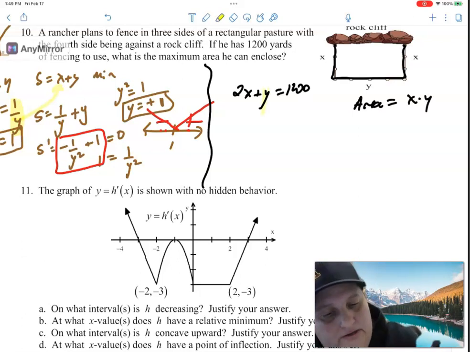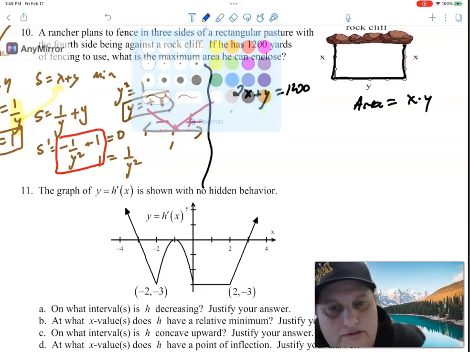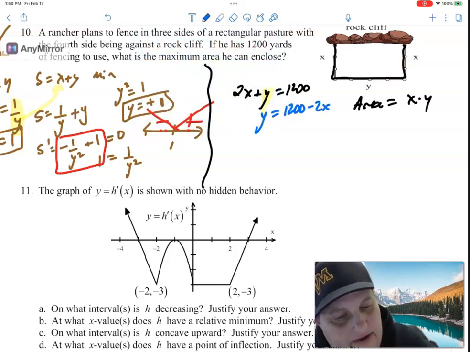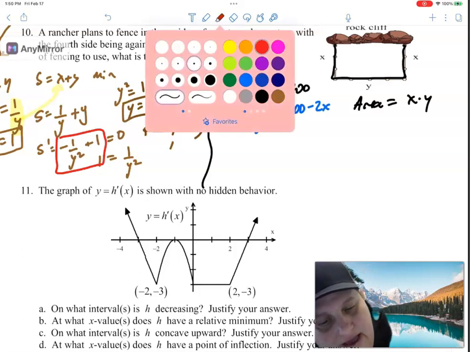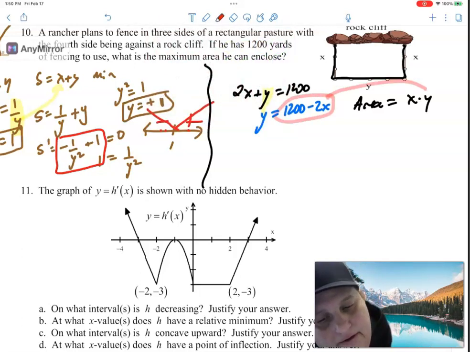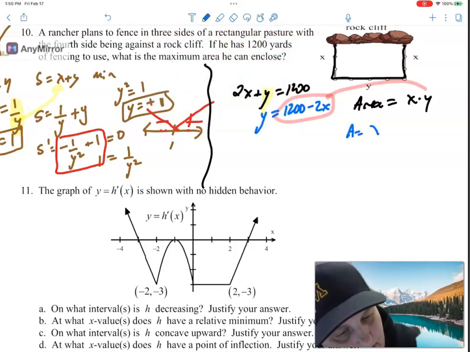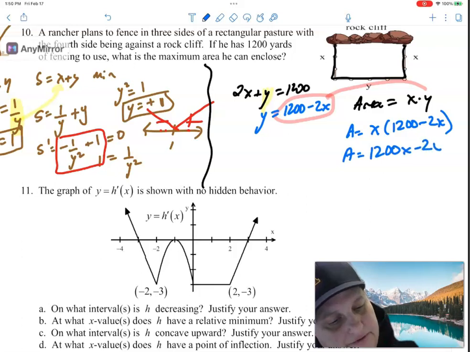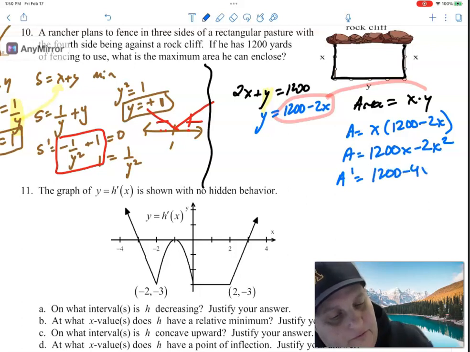Let me go ahead and solve this for y. It's the same process every single time, yeah? y is 1,200 minus 2x. Let me plug that in. x times 1,200 minus 2x, so the area is 1,200x minus 2x squared. My derivative for that is 1,200 minus 4x. If I set that equal to 0, I get x is 300.